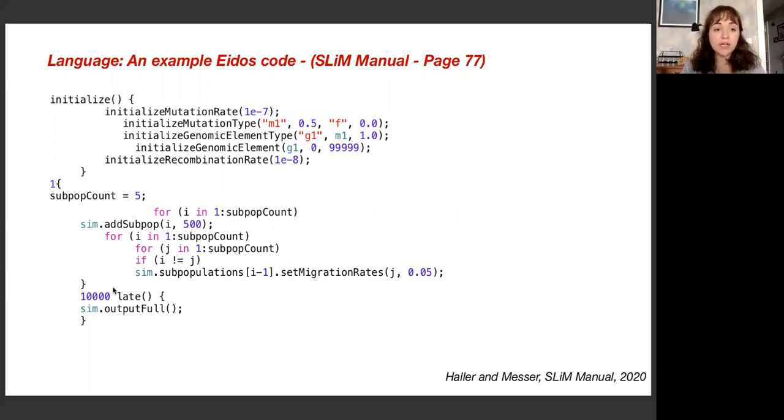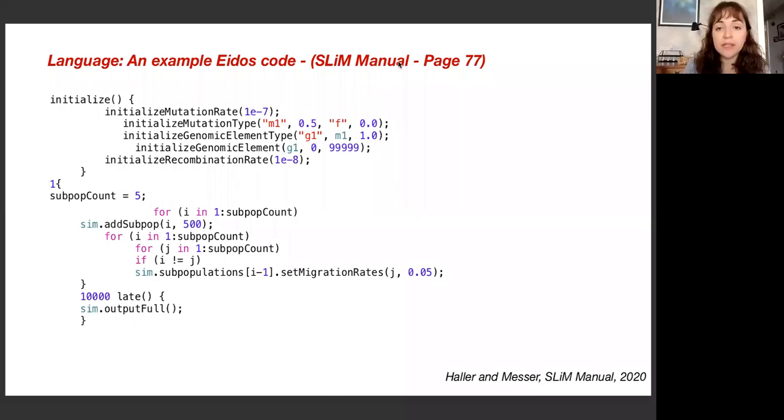And it has a structure. In all simulations, you start with an initialize part. In that initialize part, you write initialize, open and close the parentheses, and then open and close the curly braces, and write your initializing commands to SLiM. So this is the Eidos language, and the indentation is not very important. After initializing the simulation, you do whatever you want and then get the output. So it is that simple.